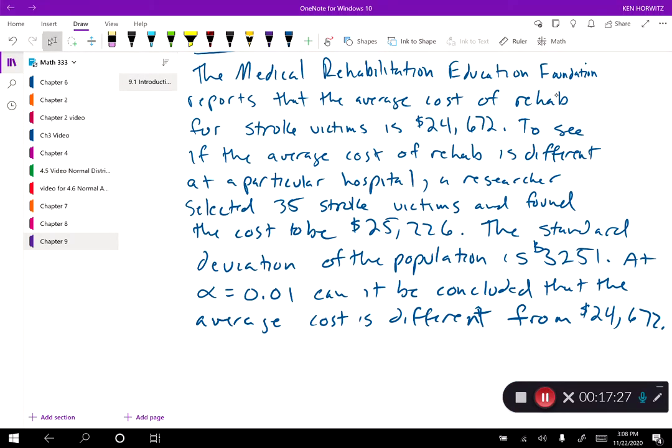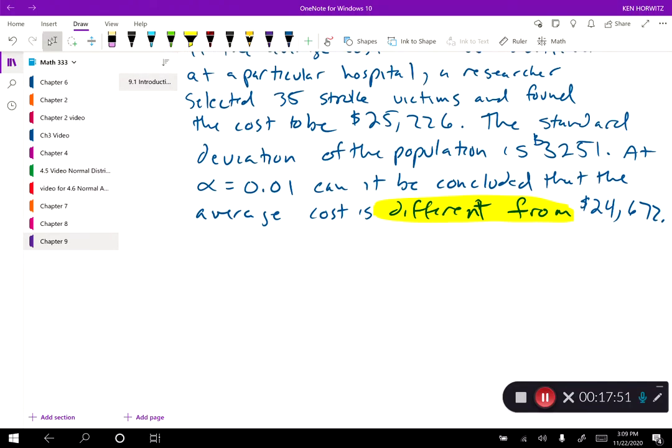And I'm going to highlight what makes this problem different. At 0.01, can it be concluded that the average cost is different from? I'm not stating that we're hoping to prove it's more than or less than. We're just saying different from. Now, that's going to affect our null and alternative hypotheses. So we need to figure out what our null and alternative hypotheses are.